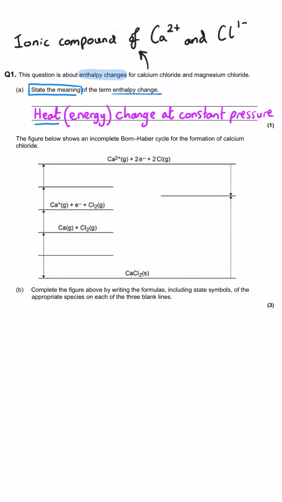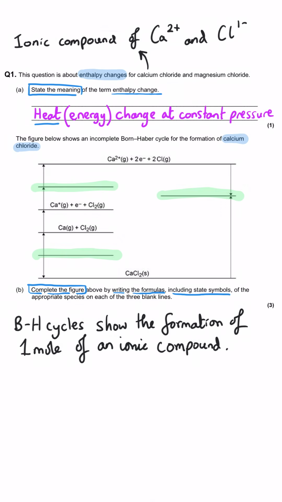The figure shows an incomplete Born-Haber cycle for the formation of calcium chloride. For 3 marks, we need to complete the figure above by writing the formulas, including state symbols, of the appropriate species of each of the 3 blank lines. So a Born-Haber cycle shows how elements are converted into an ionic compound. And we always have our final goal on the bottom line as 1 mole of a particular ionic compound, in this case calcium chloride.